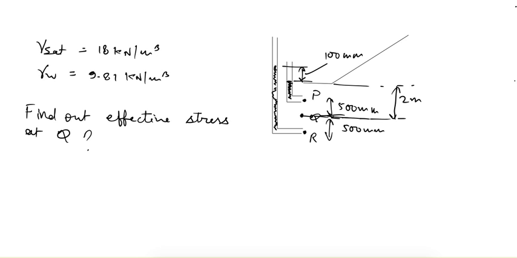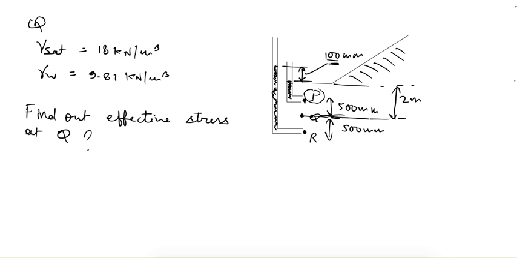This is a good question. Here, this is the downstream of our earth dam, and at these points P and R, two piezometers are inserted. The head in the piezometer inserted at R is 100 mm above the head of the piezometer inserted at P. In simple language, the difference in piezometric head between P and R is 100 mm.